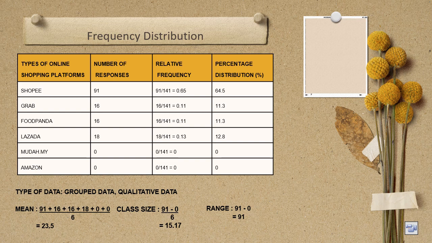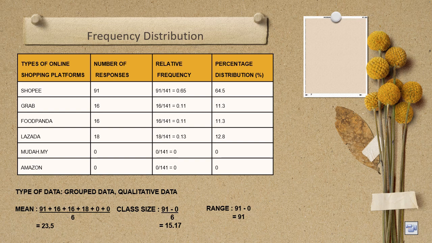The percentage distribution for Shopee is 64.5%, Grab 11.3% and Foodpanda also the same. Lazada goes with 12.8%. Muda.my and Amazon go with 0 percent, followed by relative frequency. Shopee is 0.65, Grab 0.11, Foodpanda 0.11, Lazada 0.13. Lastly, Muda.my and Amazon go with 0.